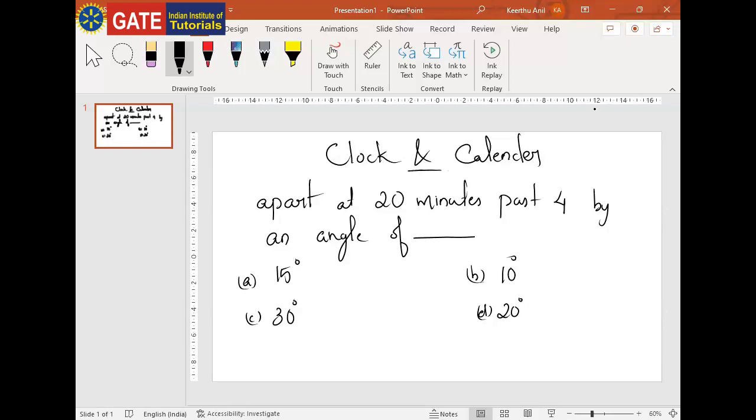20 minutes past 4 means it is 4:20. The time is 4:20. And think about how the clock looks like when it is 4:20. Okay, the answers are coming up. Yes, it is option B, 10 degree.